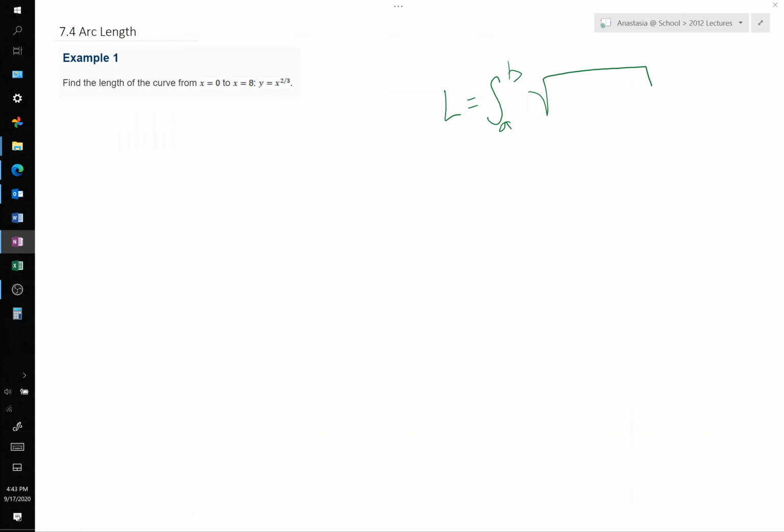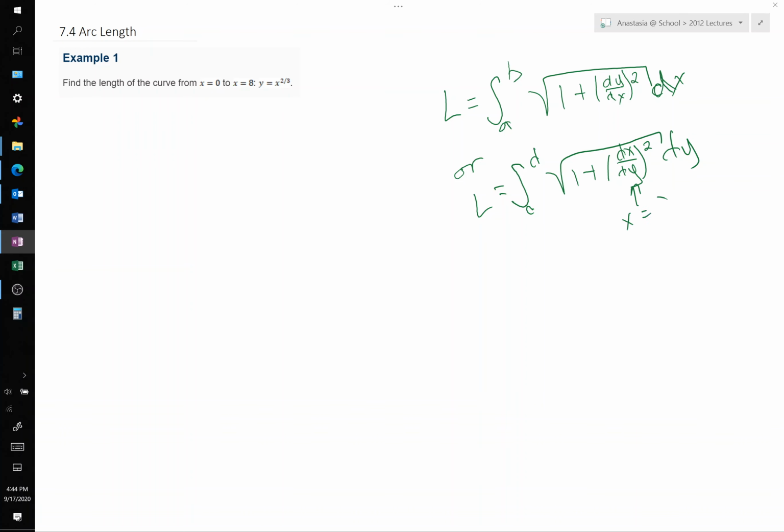So our formula looks like the integral from a to b of the square root of 1 plus our derivative dy dx squared dx. This is if our function is written in terms of x, or we can have a similar formula, the integral from c to d of the square root of 1 plus dx dy squared dy. So this means you have x as a function of y, which you're going to differentiate. This means you have y as a function of x, which you're going to differentiate.